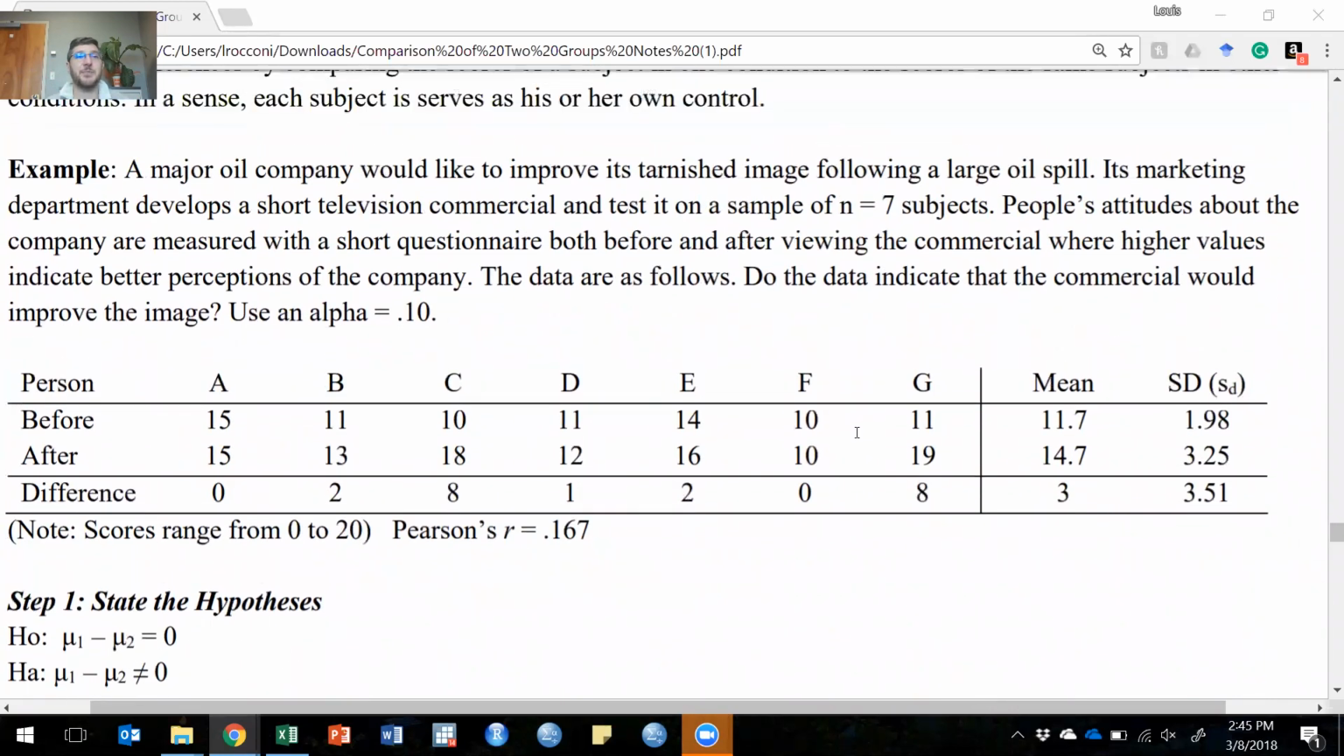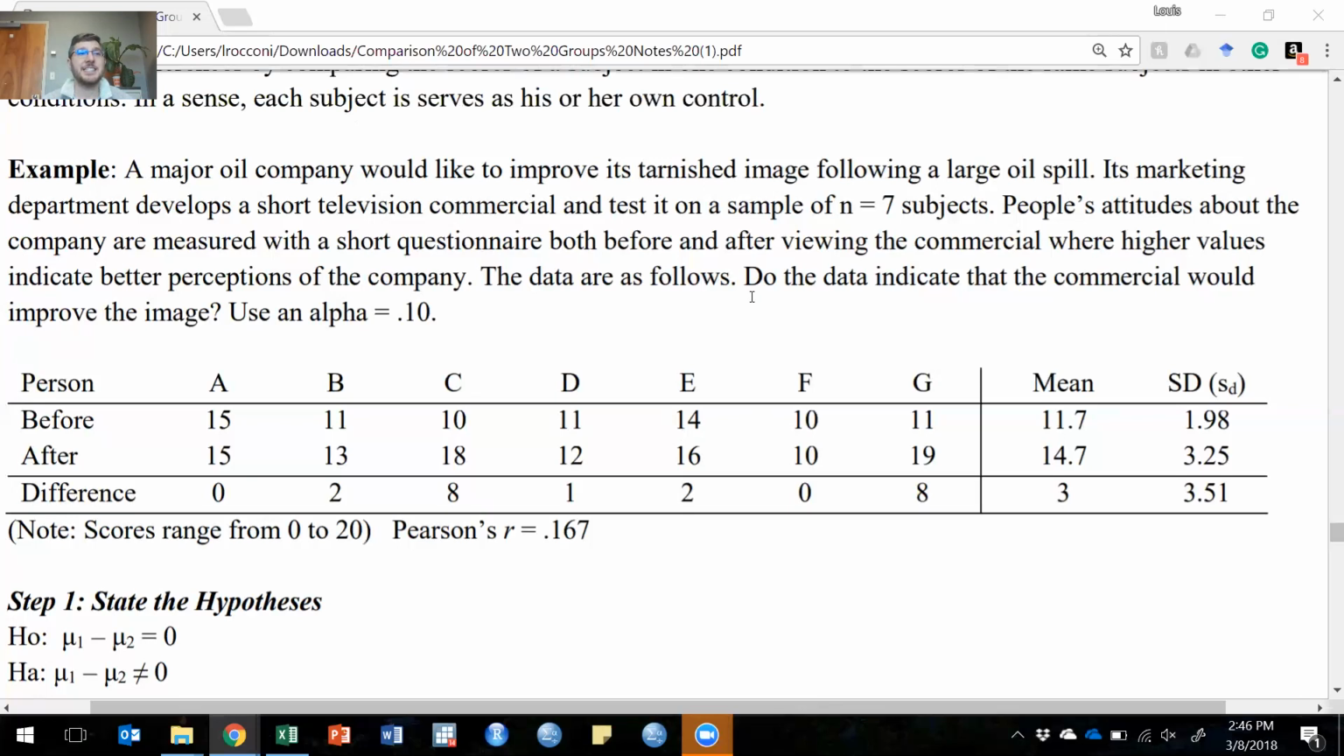Let's walk through an example here. A major oil company would like to improve its image following a large oil spill. Its marketing department develops a short commercial and tests it on 7 subjects. People's attitudes about the company are measured with a questionnaire both before and after viewing the commercial, where higher values indicate better perceptions of the company. The data are in the table below, and we want to know whether these data indicate the commercial would improve the company's image. Use an alpha level of 0.10.